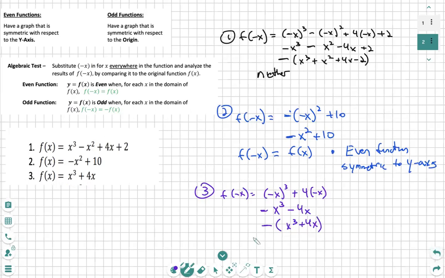So basically what we have here is f of negative x is equal to the negative of f of x. Because f of x didn't change, it's the negative on the outside. And thus, in this case, we have an odd function, which is symmetric to the origin.